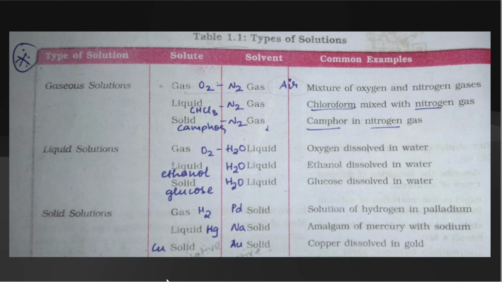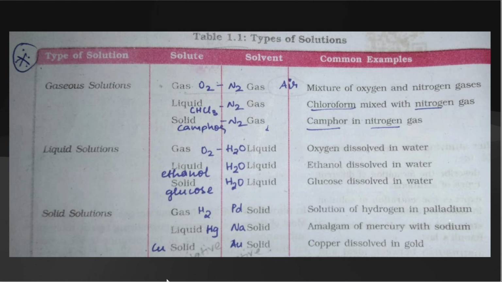Then coming to the solute, to remember the example, I have taken a common solvent, nitrogen. For all three solutions, I have taken nitrogen as the common solvent, so you do not have to remember the solvent anymore, right? You know that it is nitrogen now. For the gas solute, you can take oxygen, because we know air is a mixture of oxygen and nitrogen gases. So the example for a gas mixture would be oxygen in nitrogen.